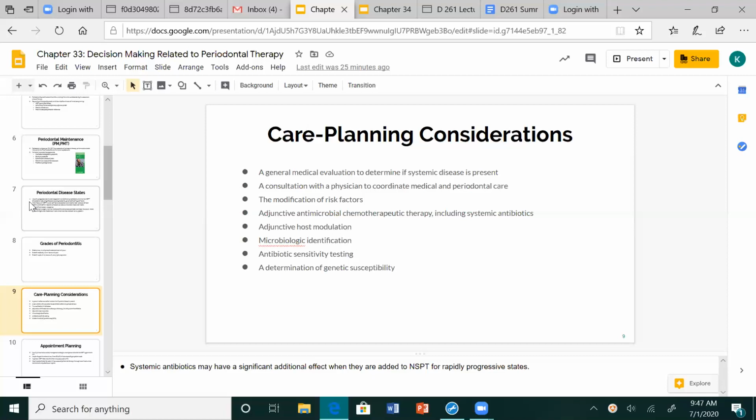Adjunctive host modulation. So also using microbiologic identification. So what kind of bacteria are we dealing with? How deep are the pockets? Are we having mostly gram-negative anaerobes? How can we kill those bacteria? Like using a laser. And we're going to talk about the laser a little bit later. Those are going to be your more advanced perio patients that you see in the fall and spring of next year. Mostly probably spring where you're using the laser. But we'll get into that in perio next year.